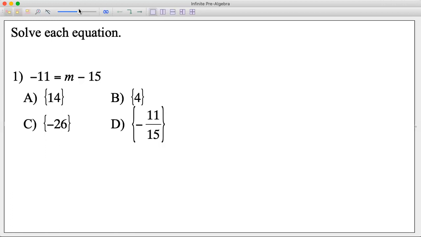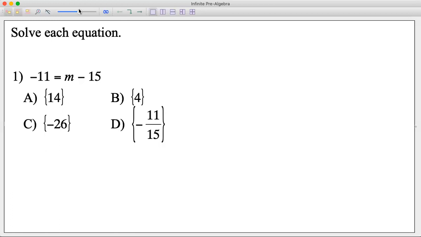Step number one, is the variable by itself? Therefore, you just found the answer. I walk over here, here's A, B, C, D. Therefore, the answer is B. Now, it will be a bubble sheet to fill in. You'll do that.